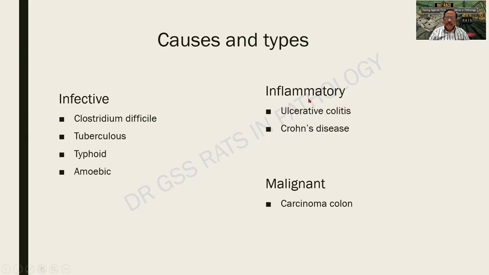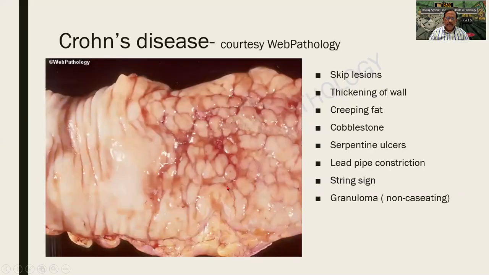Also, the other causes for intestinal ulcers come under inflammatory, and these are ulcerative colitis and Crohn's disease. This will be dealt with in detail in a separate topic, but we shall be focusing on the ulcers alone. Malignancy means carcinoma of the colon. So these are the causes of the ulcers. Please note it down. We start with Crohn's disease.